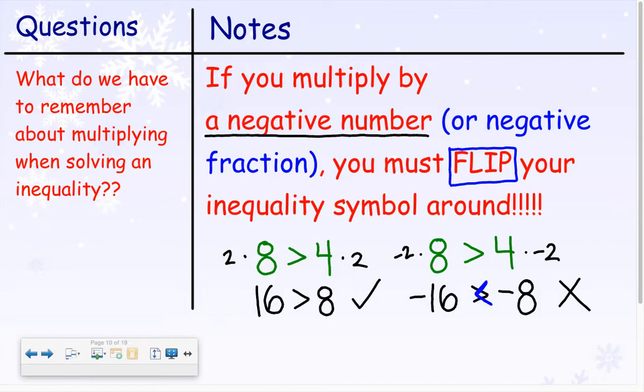So that's what this sentence is saying. If you multiply both sides by a negative number, we did negative 2, or a negative fraction, you have to flip your inequality symbol around in order for it to remain true. So that's what we did right here. We had to flip our inequality in order for it to remain true.